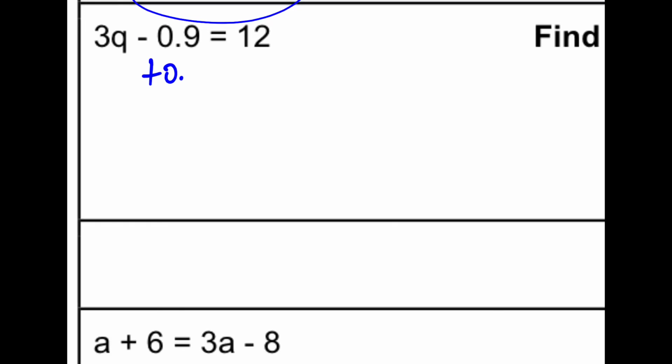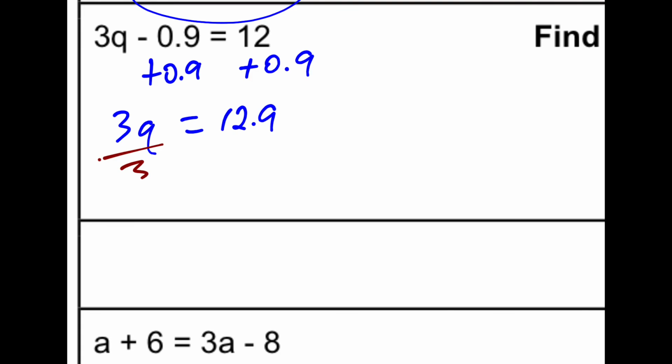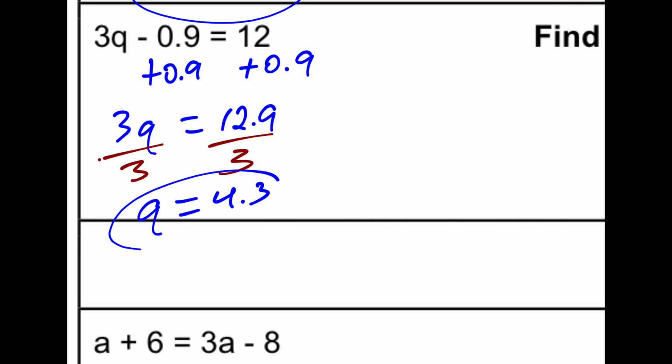Next up, we're going to add 0.9 to both sides. This gives us that 3q is equal to 12.9. When we divide by 3, we get that q is equal to 4.3.